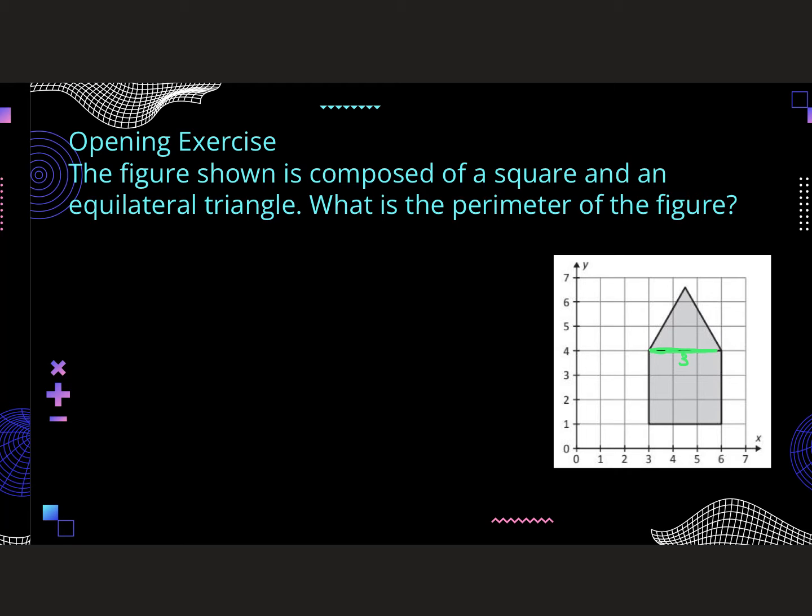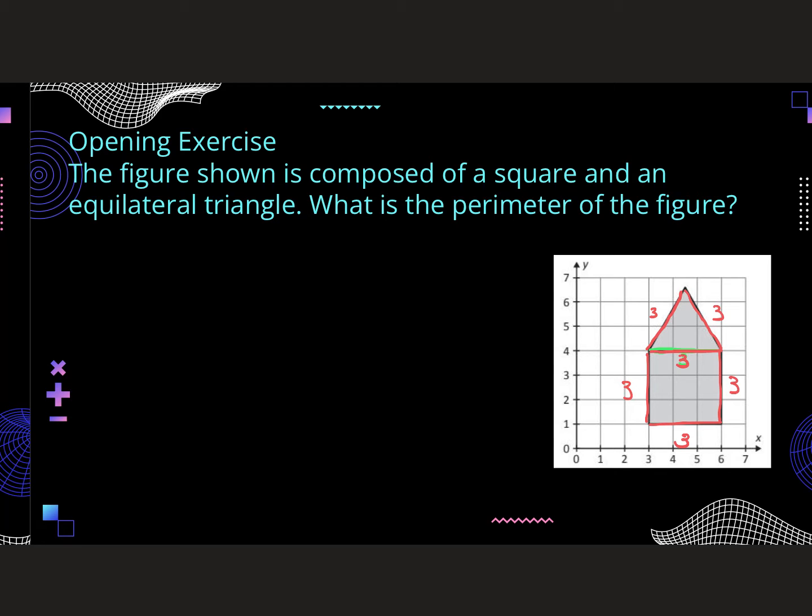So since it is an equilateral triangle, and I can change that color to make it look a little bit nicer. I think that might be a little too bright. So that means that this length is 3 and this length is 3. We have our square, which is also 3 units around.